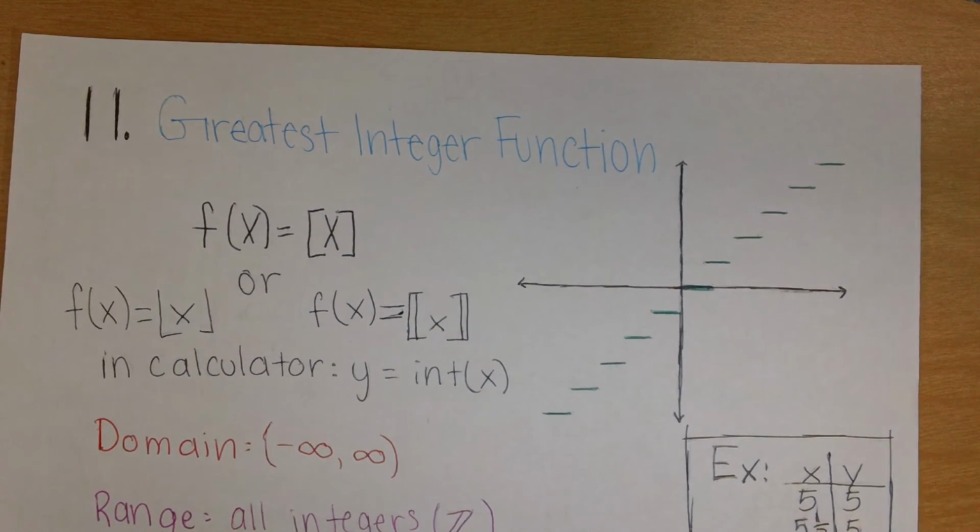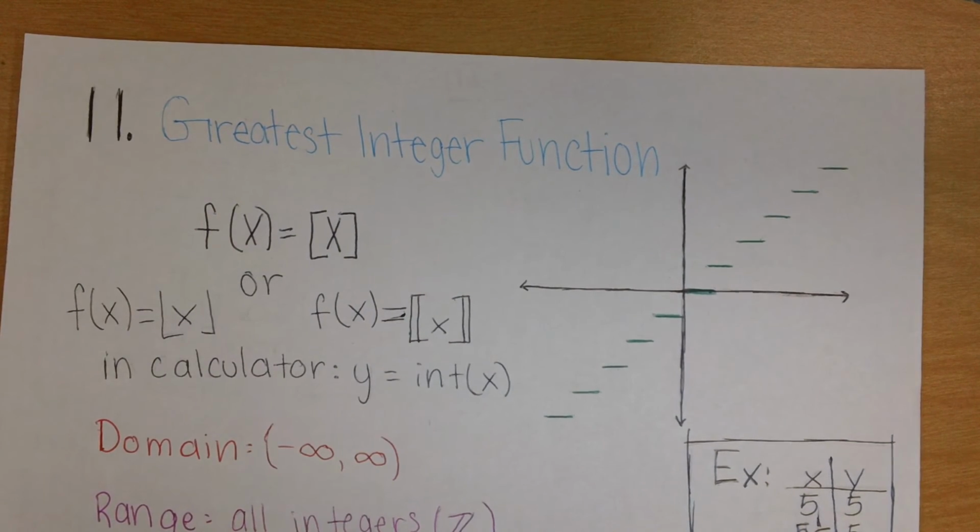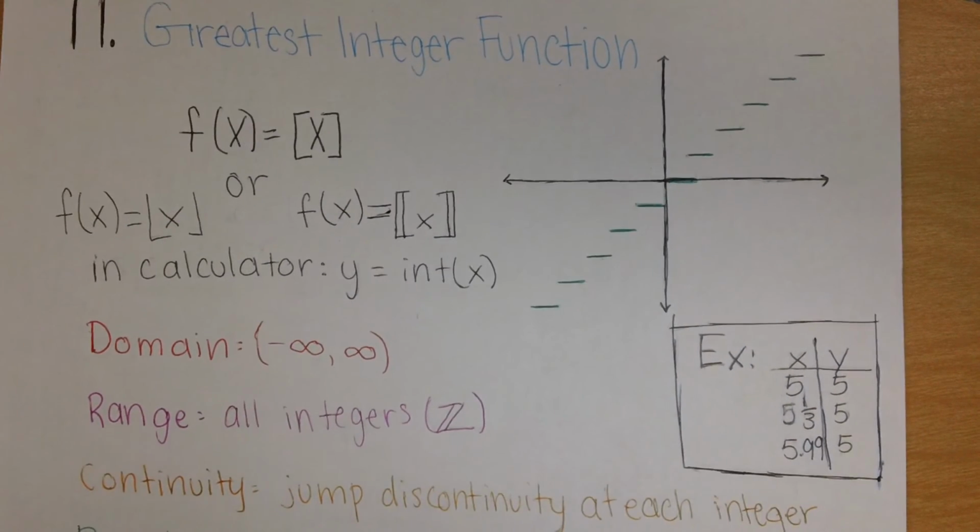This is the greatest integer function. It's also called a step function or a floor function. The parent function can be written 3 ways. In the calculator it is shown as y equals integer of x. The domain is negative infinity to infinity because you can put any value in for x and get a y value. The range is all integers. Range is all integers because the y output is the greatest integer less than or equal to x.